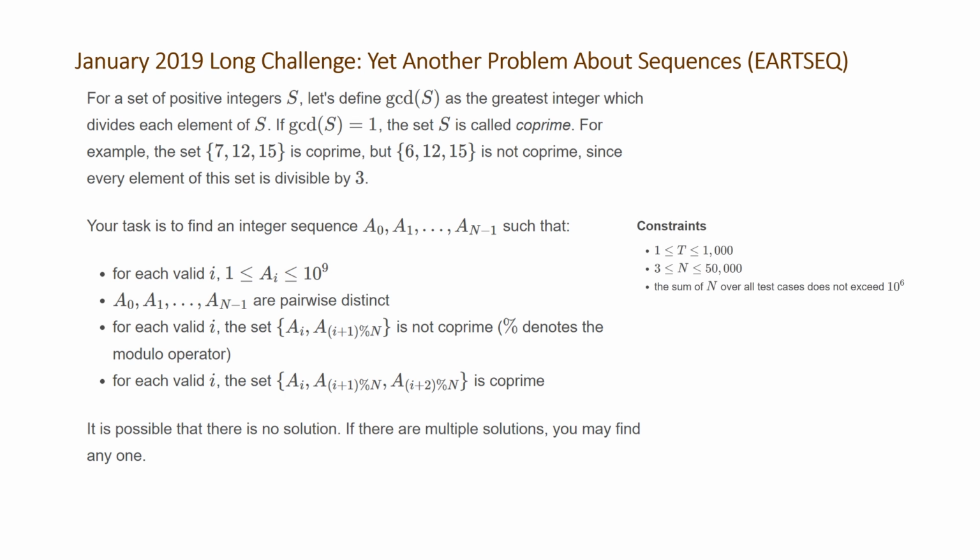The constraints for this problem are that the number of test cases we're going to get, t, is between 1 and 1,000, and the number of elements that we are asked to generate for each of these test cases, n, is going to be between 3 and 50,000. So this is quite a confusing problem statement, but after looking at the examples that CodeChef provides us with, it's a little bit more clear. So let's take a look at those.